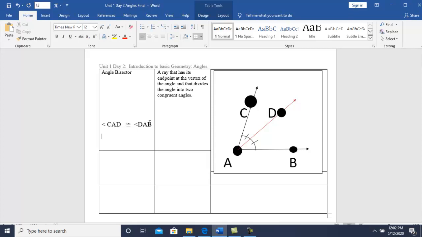So again, we talked about an angle bisector. A ray has its endpoint at the vertex of the angle, and that divides the angle into two congruent angles.